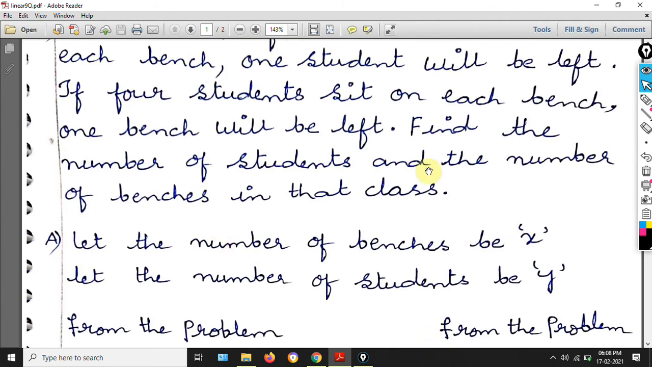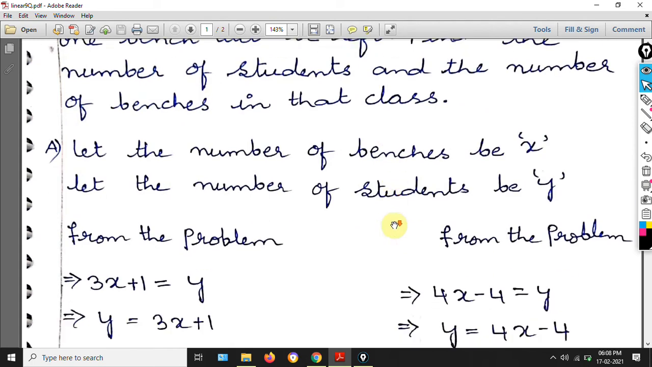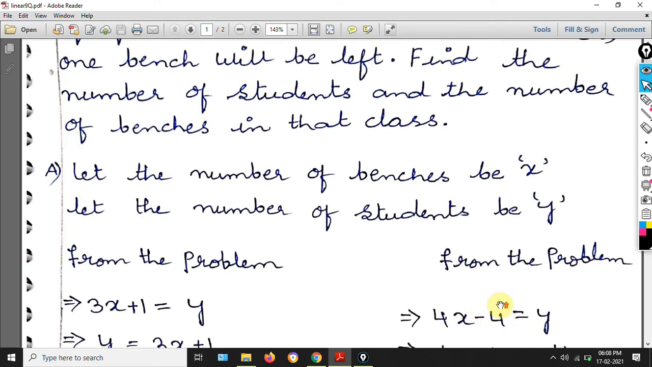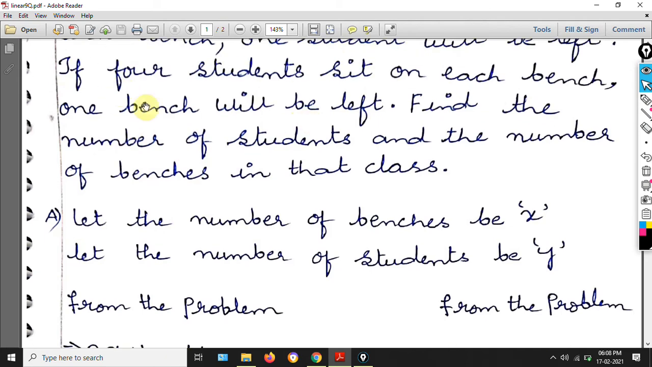Next, what he is saying: one bench will be left, which means one bench is empty. So what we have to do when a bench is empty? It means on one bench nobody is sitting, so minus 4. On one bench 4 students sit, so one bench left means minus 4. So this many students are not sitting on one bench. Okay, that's why minus 4.